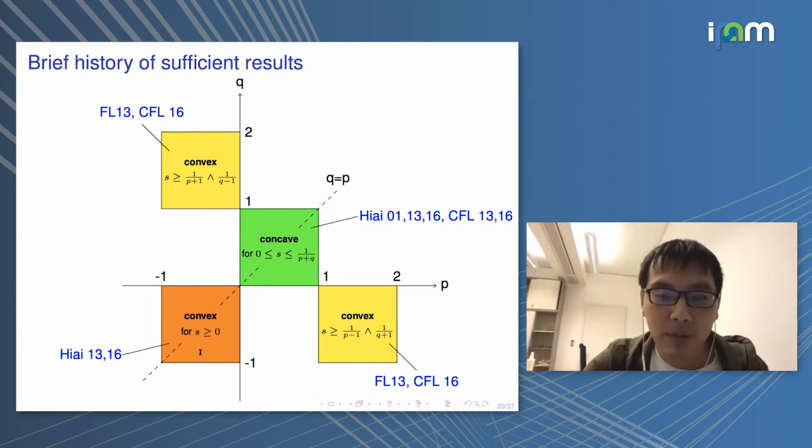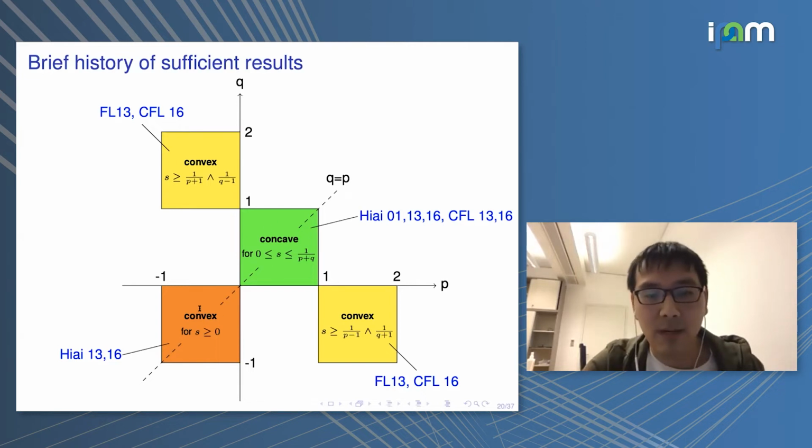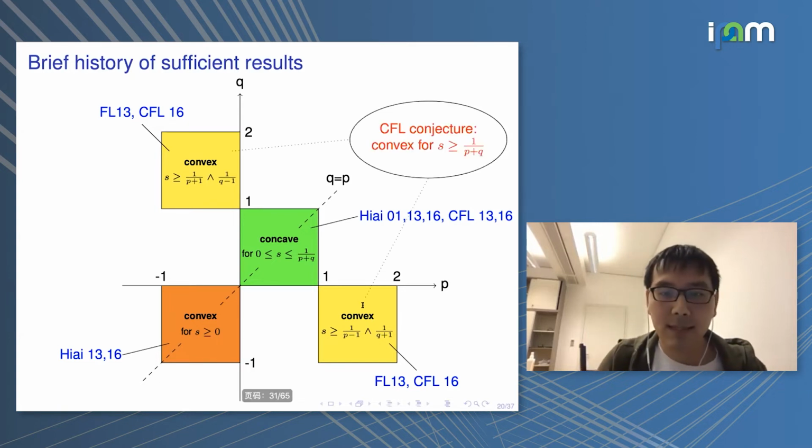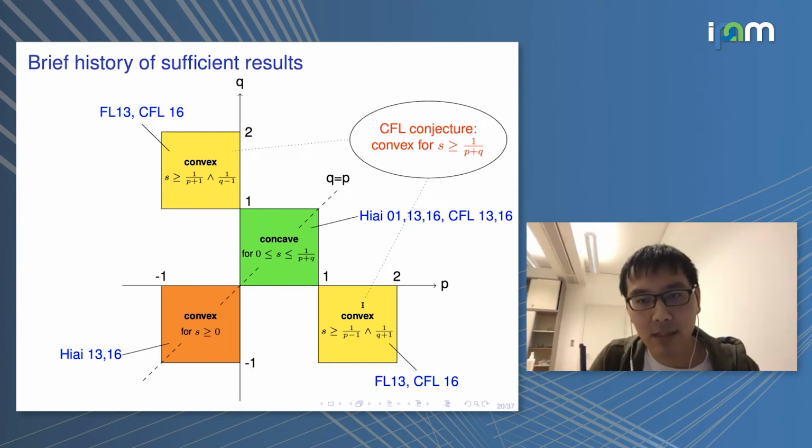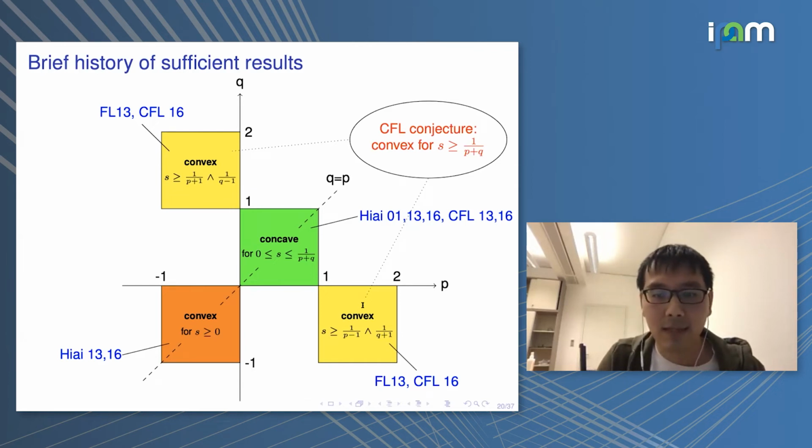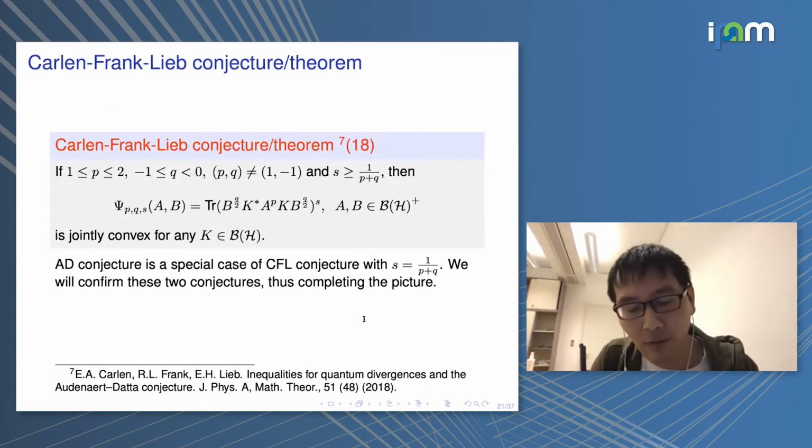The point is you can observe that the green part and the orange part are very nice because, compared with the previous picture, we know that in the green part and the orange part, the conditions are necessary and sufficient. And the problem lies in this yellow part because the necessary condition suggests that the convexity here should be true whenever S is bigger than or equal to 1 over P plus Q. And this is actually our last conjecture, the conjecture by Carlen-Frank-Lieb, saying that in this part, the convexity should be true whenever S is bigger than or equal to 1 over P plus Q.